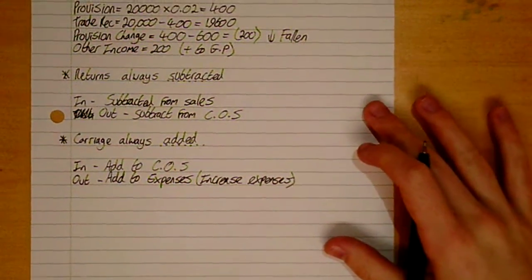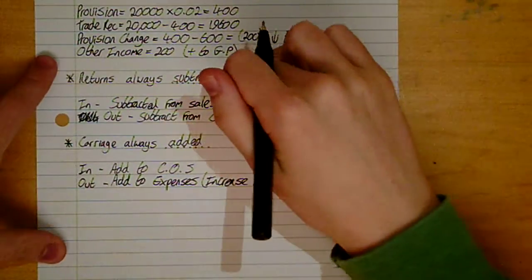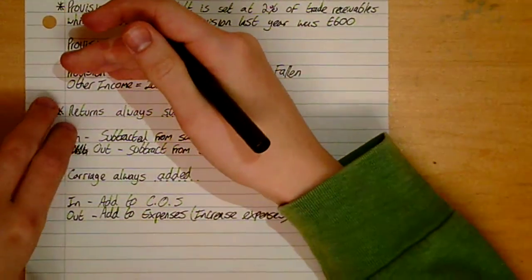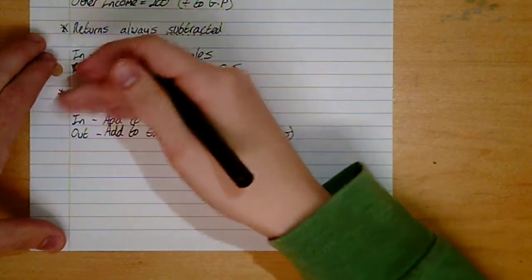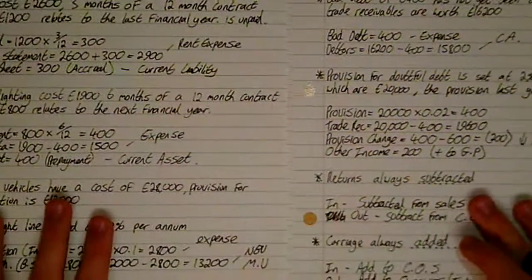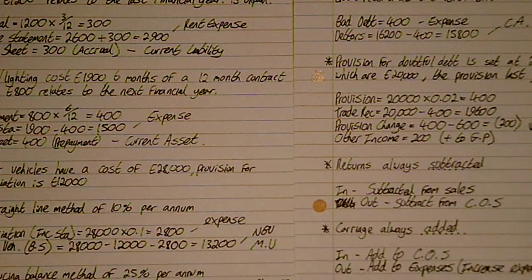So that's it really. Just make sure you have returns in at the top with your sales, returns out and carriage in with your cost of sales, and then carriage out with your expenses. And that is that really. Just make sure you know your method. Go through the past papers, learn the method. The method is always the same, it's just the numbers are different. So if you're getting it right in one paper, you're most likely going to get it right in the next paper. So just make sure you're being consistent with your method.